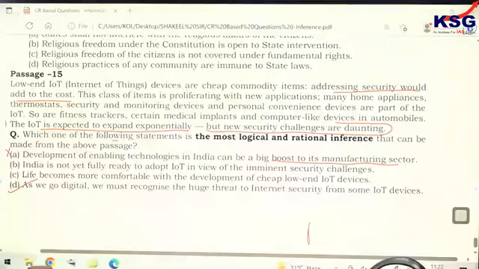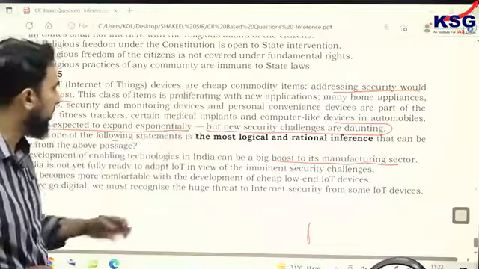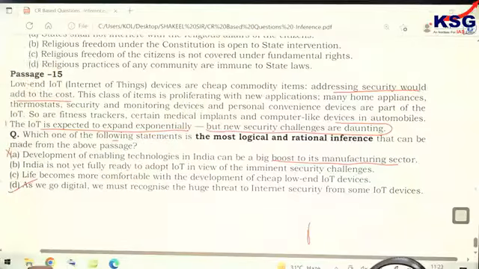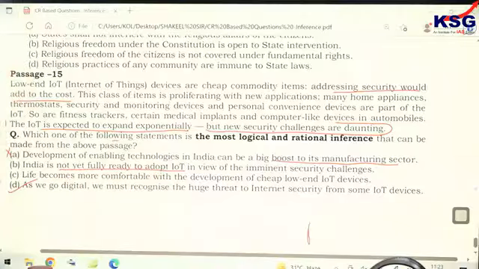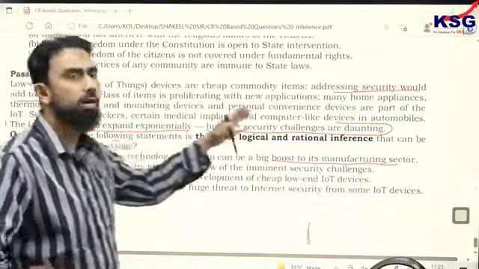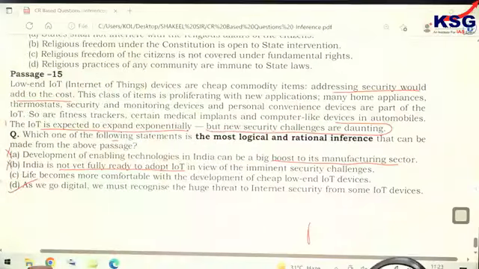B, India is not yet fully ready to adopt IoT in view of the imminent security challenges. Nothing has been given about whether India is ready, or any country's name is not mentioned here. The author has only mentioned that security challenges are there. So how can we say that India is not fully ready to adopt IoT in view of the imminent security challenges? Who knows that India has already taken care of the security challenges, and this author is writing about Brazil or maybe some other country, so you don't have the data for that. So B should not have been chosen.